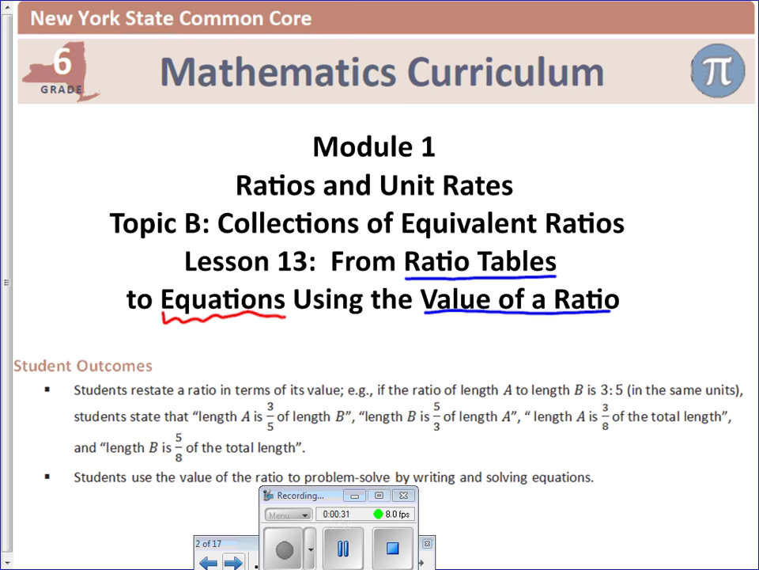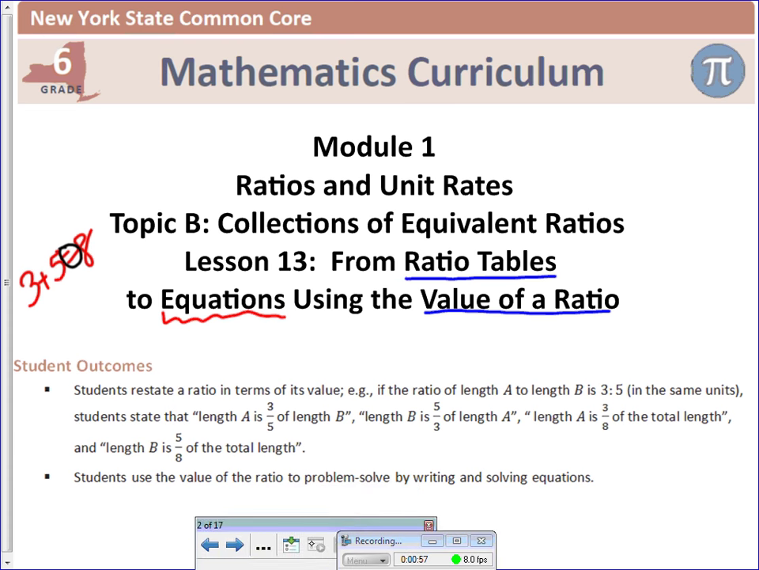What's an example of an equation? Think all the way back to first grade, maybe even kindergarten. What's an equation? 3 plus 5 equals 8. That's an equation. It has an equal sign, so that's an equation. Today we're going to write equations using our ratio tables. That's the focus of today's lesson.